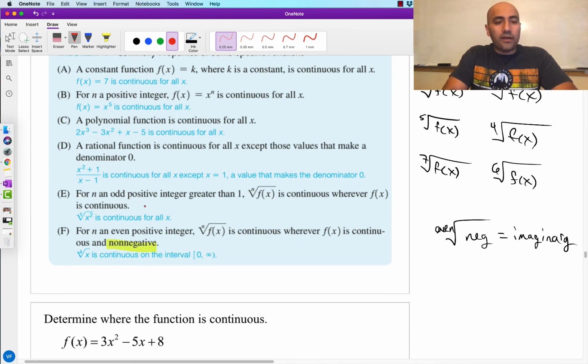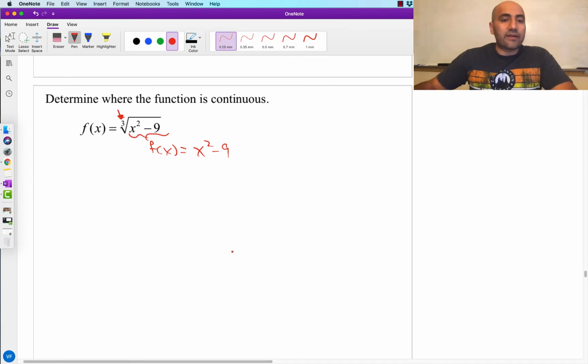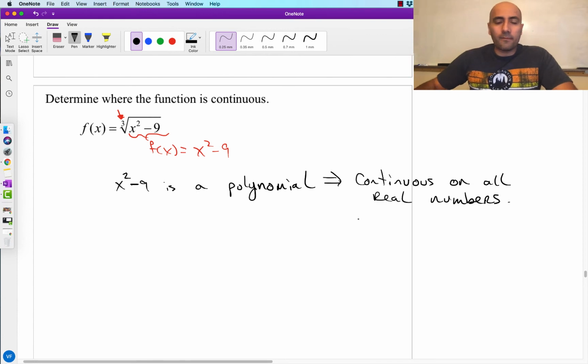For n being odd, a positive integer greater than 1, then the nth root of f of x is continuous whenever f of x is continuous. And in our case, f of x is a polynomial, so we get to use property C, that a polynomial function is continuous for all real numbers. So for those reasons, we can conclude that f of x is continuous on all real numbers. So x squared minus 9 is a polynomial. Therefore, the cube root of x squared minus 9 is also continuous on all real numbers.